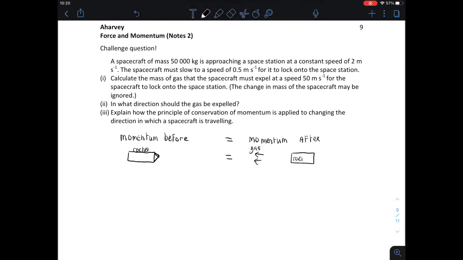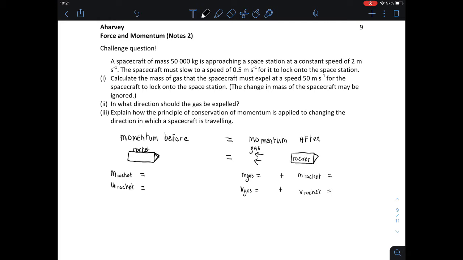Okay, from here, we need to look at what we need to find and write down those values. So to find your momentum, we need mass and velocity. So we need to find the mass of the rocket before the collision, and the velocity of the rocket before the collision. That's the initial velocity of the rocket. We also need the mass of the gas expelled, which is what we're looking for, and the velocity which the gas is expelled at. We need the mass of the rocket after the collision, which will be the same, and we need the velocity of the rocket after the collision, which will be slower because the rocket is slowing down.